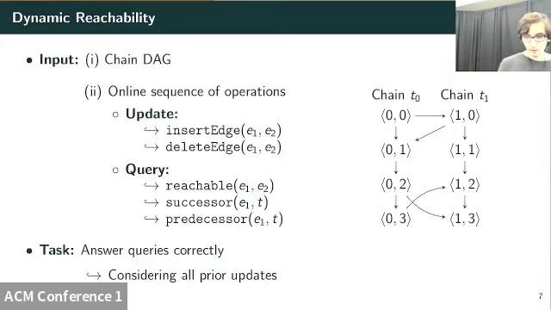These operations can be inserting an edge or deleting an edge, which we refer to as updates. And we also have reachability, successor and predecessor queries. These successor and predecessor queries answer the question of what is the latest successor or earliest predecessor of a node in a given chain. And the task is simply to answer queries correctly by considering all prior updates. So this is the general problem that we'd like to solve.